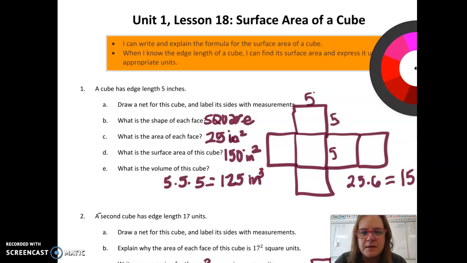I'm going to talk through the last lesson in this unit. It's really just kind of a review of surface area, but we're looking specifically at surface area of a cube. Alrighty, so let's get started.